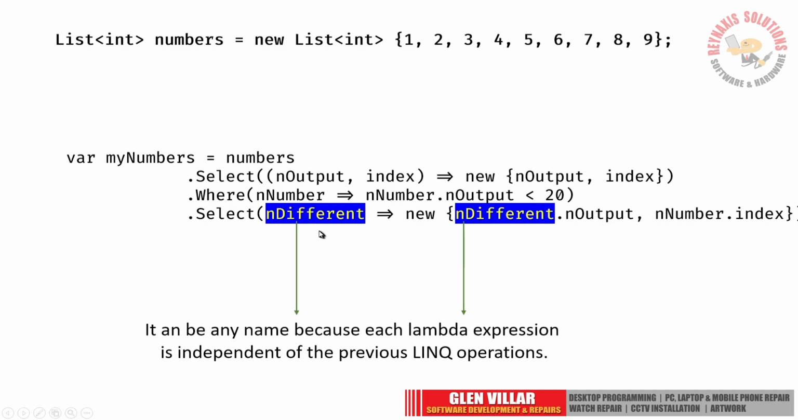Of course, we can name the variable that we have assigned here, or the parameter, to a different name. In this case I actually renamed it to indifferent and it will still work. So here it can be any name. This is a typo, so sorry for that. Again, as I've said earlier, each of these LINQ operations, the select, where, or another select, will have its own independent lambda expression.